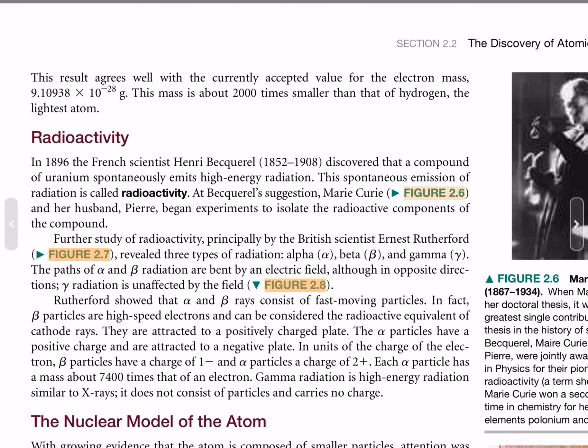This result agrees well with the currently accepted value for the electron mass of 9.10938 times 10 to the negative 28 grams. This mass is about 2,000 times smaller than that of hydrogen, the lightest atom.